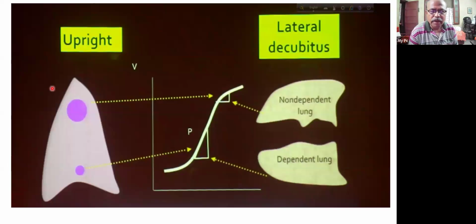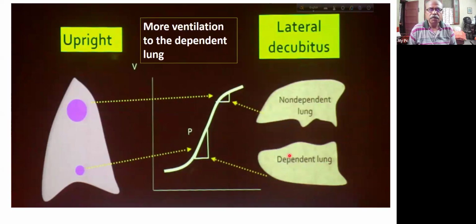Now you see again that curve, the compliance curve. The apical alveoli take the flat portion and the basal portion takes the steep portion of the curve. So the compliance is much higher. In the lateral position, the non-dependent lung takes the flat portion of the curve, while the dependent lung takes the steeper portion of the curve, and naturally the ventilation goes more towards the dependent lung. And of course, the perfusion is determined by gravity, and so the dependent lungs get more ventilated and more perfused.